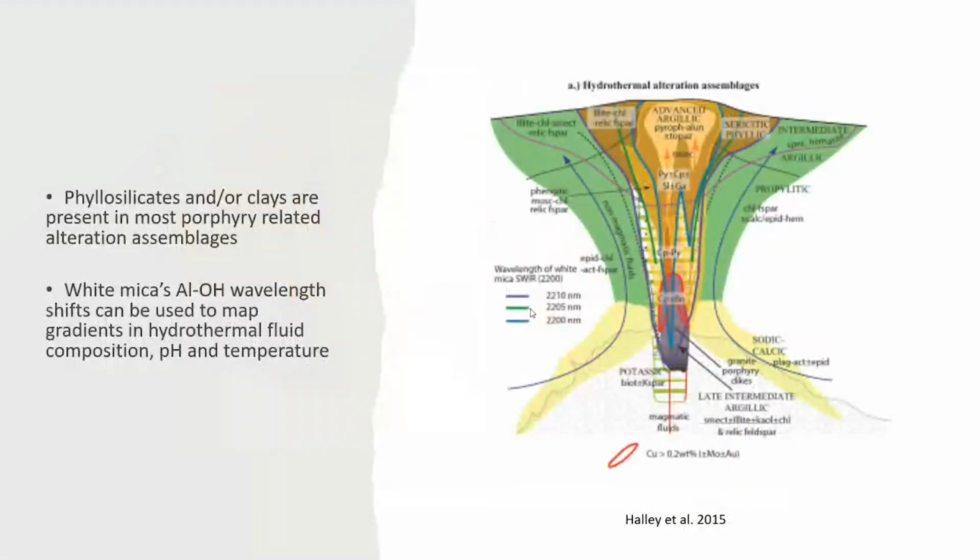So here is a porphyry copper model. This is by Scott Halley, that really shows how all of this comes into play from a spectral perspective, and how to better understand how you're tracking these spectral shifts and changes as you move throughout these various alteration zones. So you can see that you can actually track the white mica AlOH wavelength shift at 2200 nanometers, and it can actually be used to map gradients in hydrothermal fluid composition, pH, and temperature.